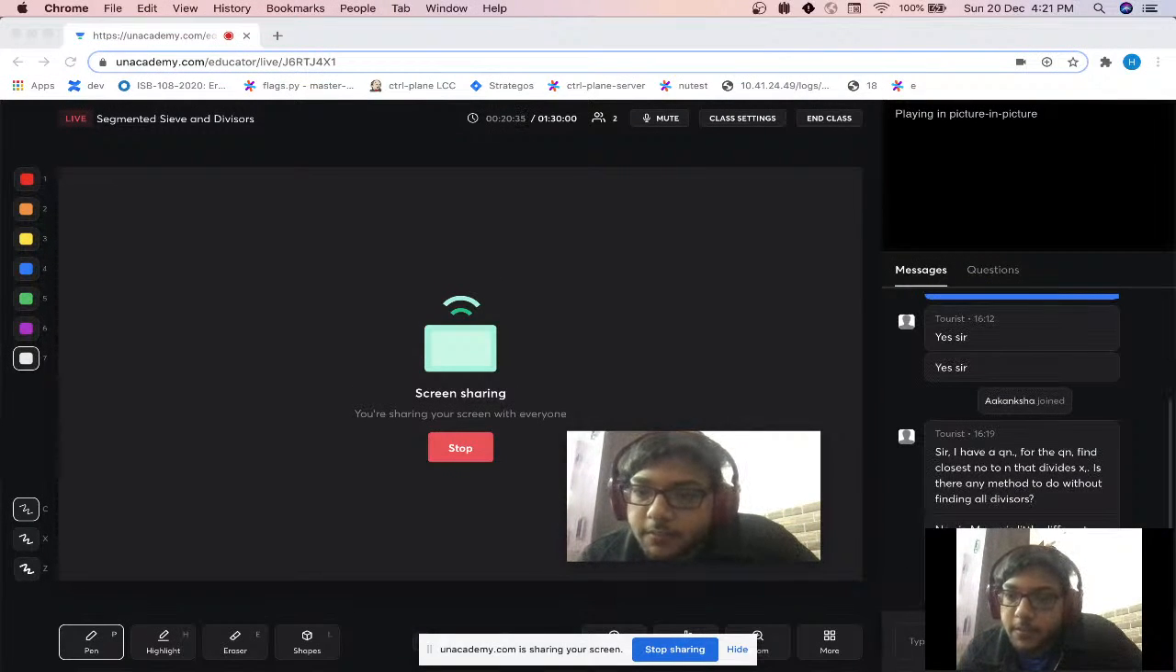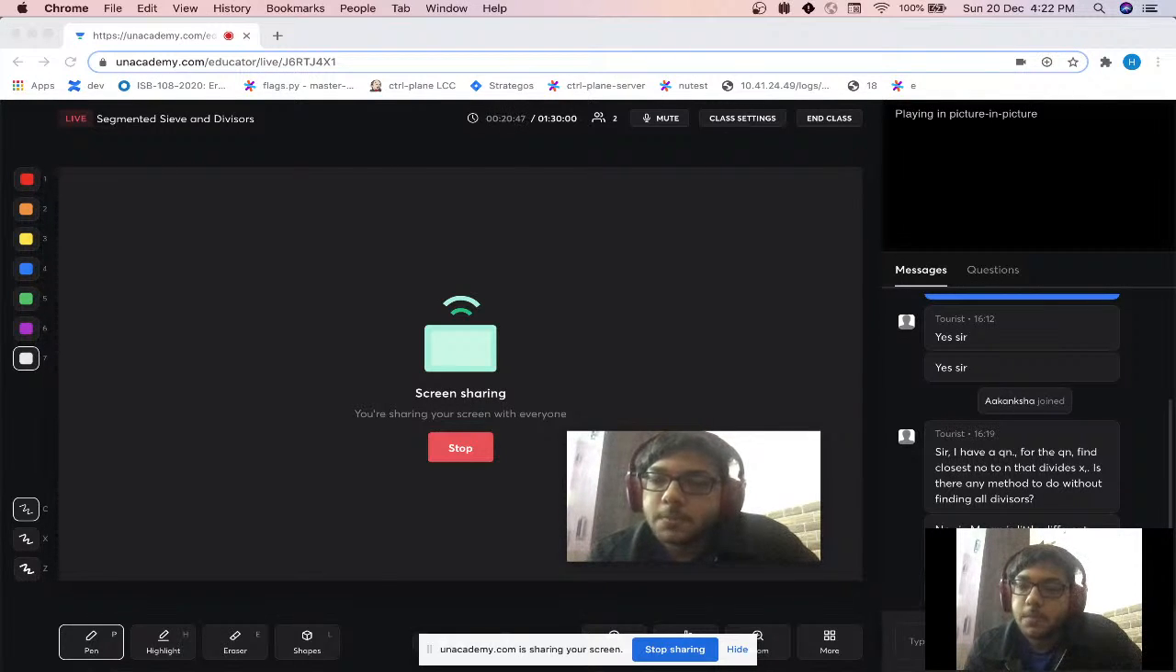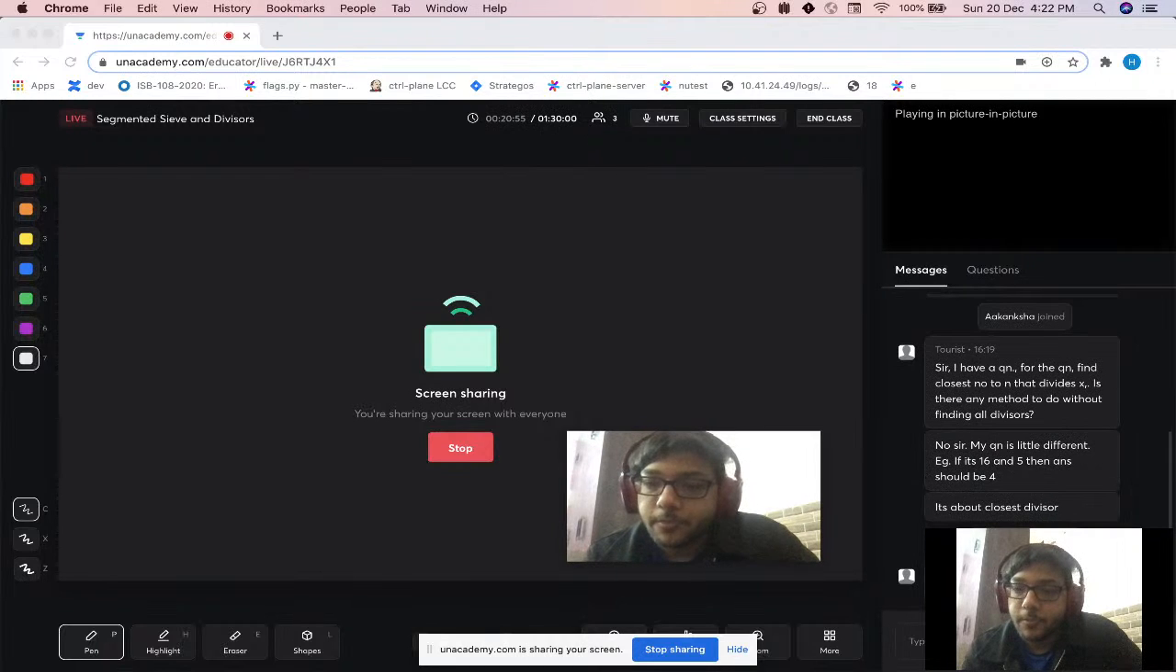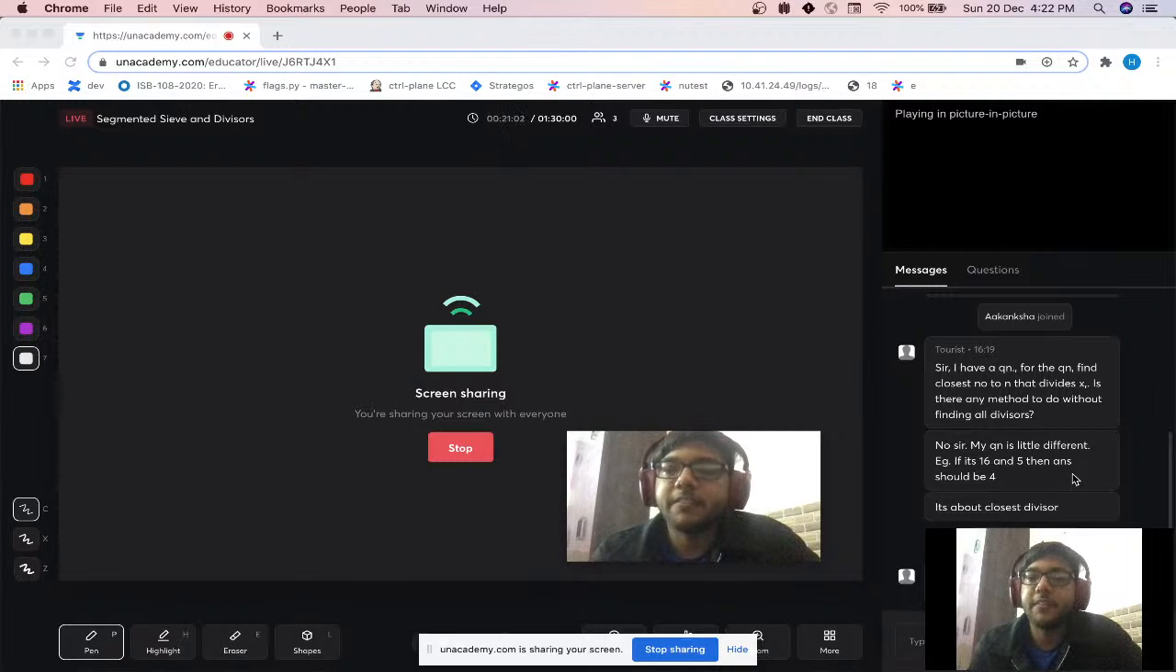Example, it's 16 and 5, then answer should be 4. For 16 and 5, closest multiple of 5 should be 15 only, I guess, right? What? How is 4? I don't understand. 16's closest divisor. What is 5 here?